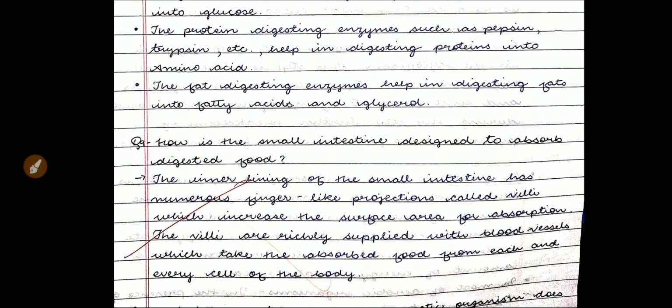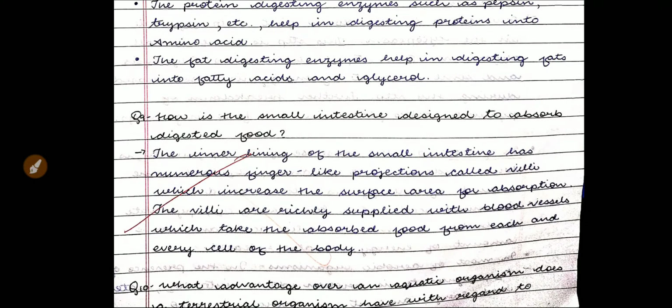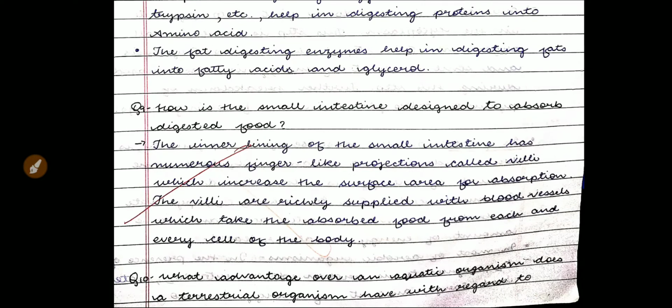Next question is students, how is the small intestine designed to absorb digested food? The inner lining of the small intestine has numerous finger-like projections called villi, which increase the surface area for absorption. The villi are richly supplied with blood vessels which take the absorbed food to each and every cell of the body.